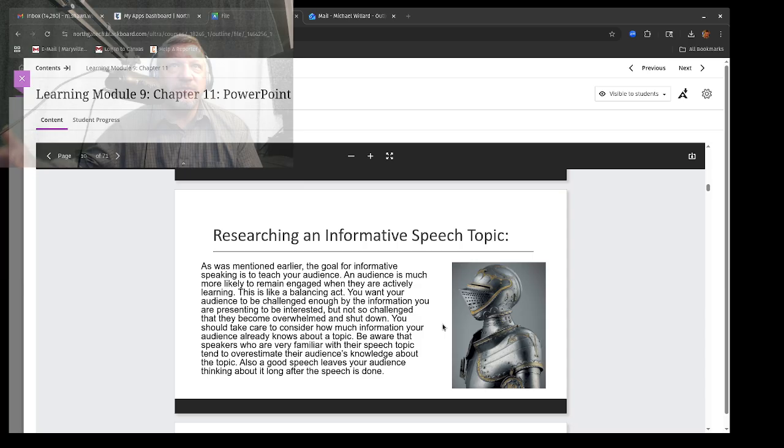Remember, the goal for an informative speech is to teach your audience. Your audience is more likely to be engaged if they are actively learning, but yet you can't feed them so much information that you overload, right? We talk about information overload, right? Being overwhelmed, shutting down. And if you know a lot about a topic, it can be easy to overload the students with too much information.